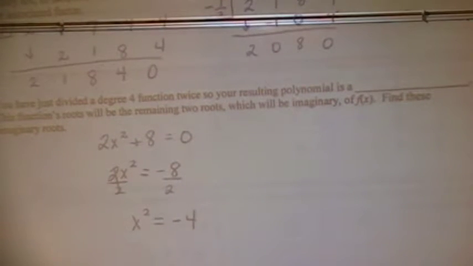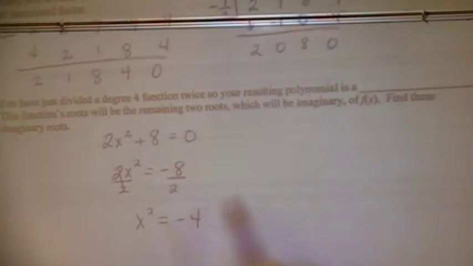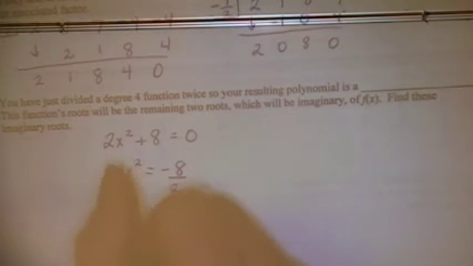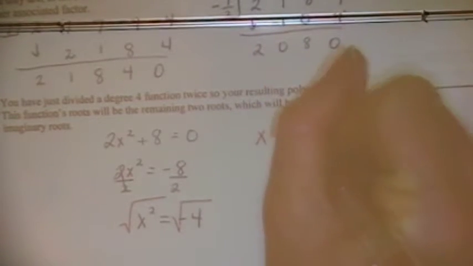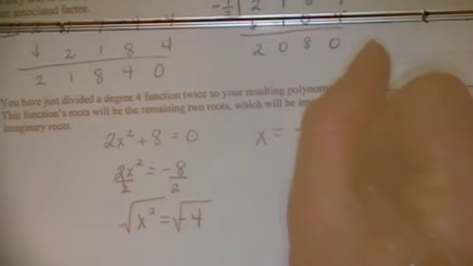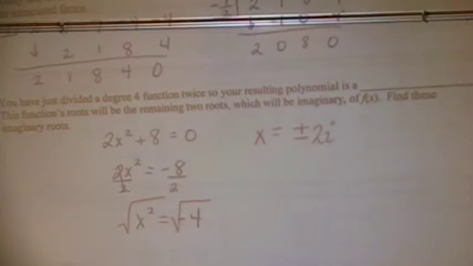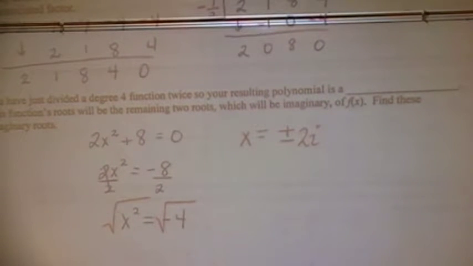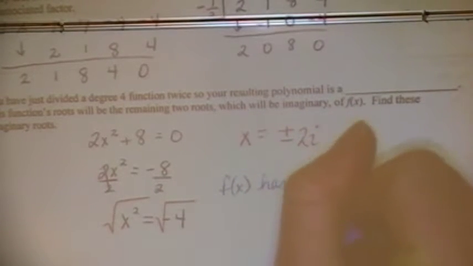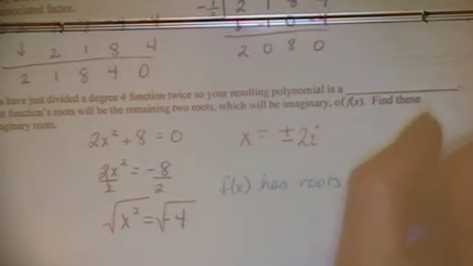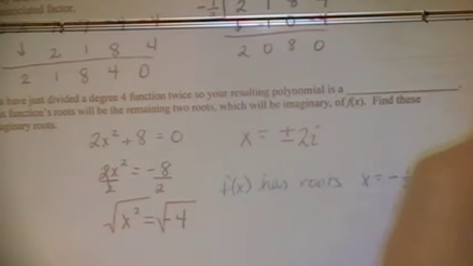So when I'm solving for x, I moved the 8 over and it became negative. Divide by 2, and so I got x squared equals -4. Take the square root, don't forget there's positive and negative answers. So x equals positive and negative 2i. So f of x has roots x equals -1/2, 1, -2i, and +2i.